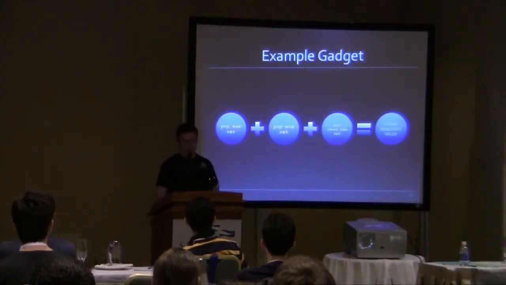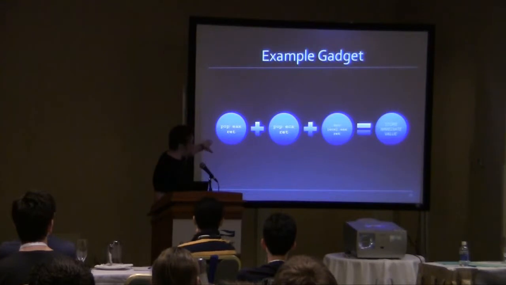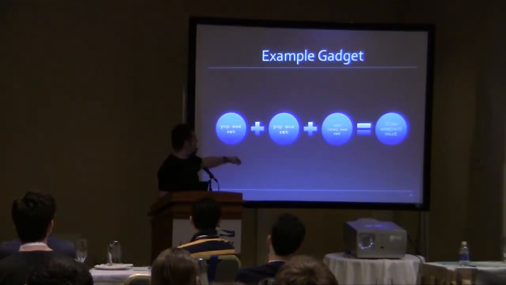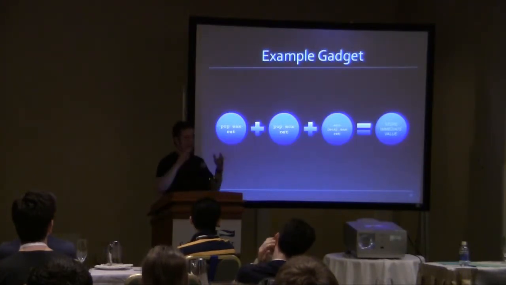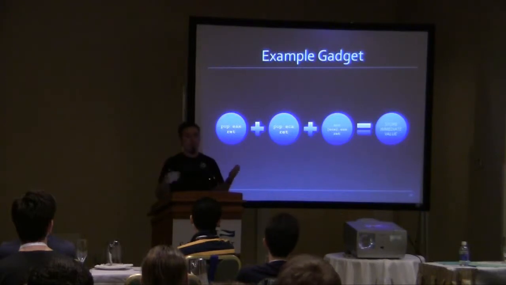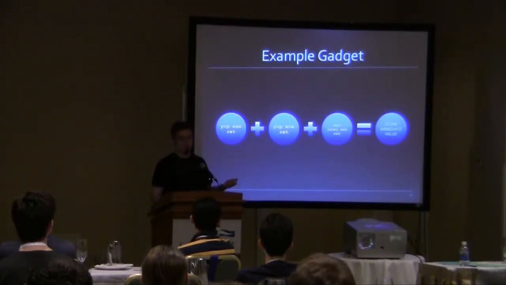So as an example, here's a simple gadget to write a value to memory. If you have these three sequences: a pop EAX ret that sets EAX to a value of your choosing, because it's reading all of this stuff from the stack that you control. You have a pop ECX ret, which loads another register with the value you control, and then the instruction move EAX into ECX ret. Basically, you can combine these three operations, and you have the gadget to write the value you choose to a location you choose.